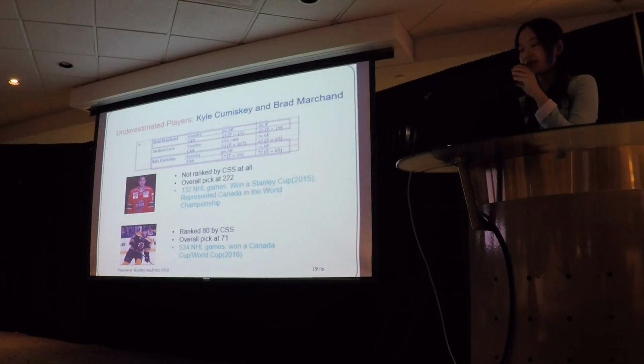When it comes to another player, Brad Marchand, you can see that he's ranked as the best player in his group by our model tree. However, he was only ranked 80 by the Central Scouting Service. In the actual NHL world, he played more than 500 games and won a Stanley Cup in 2016.